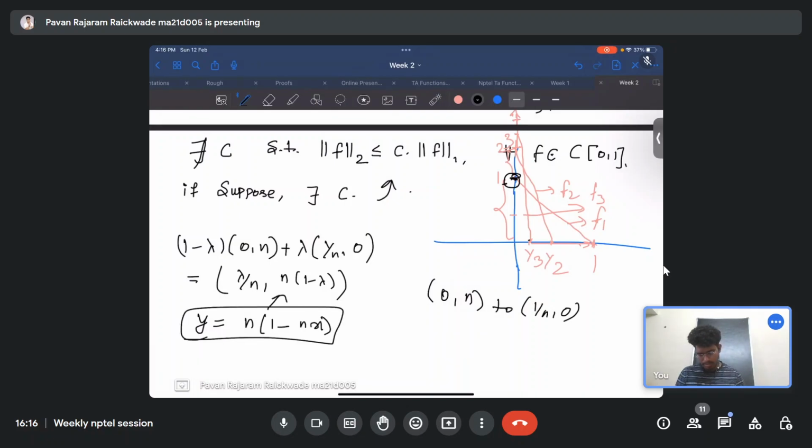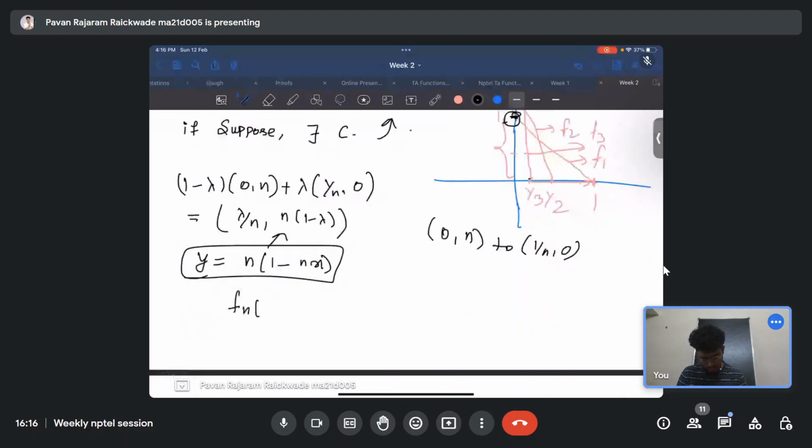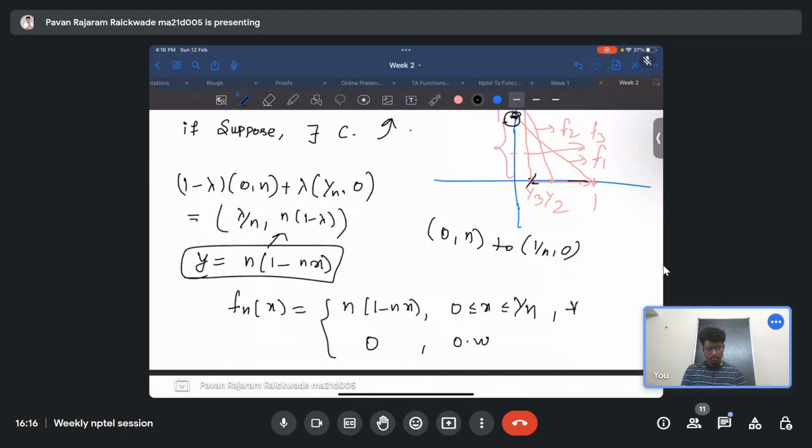You can observe from here. So basically the functions are defined as f_n(x) equals n times (1 minus nx) when 0 is less equal x is less equal 1 by n. The line stays till point 1 by n, other than that it is 0. So everyone understood the construction, like how the functions are constructed? Any doubt?